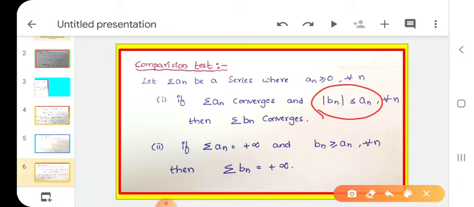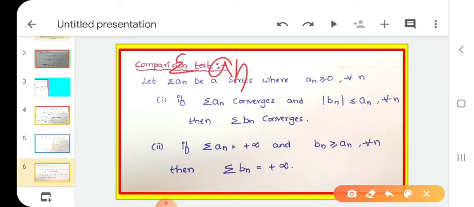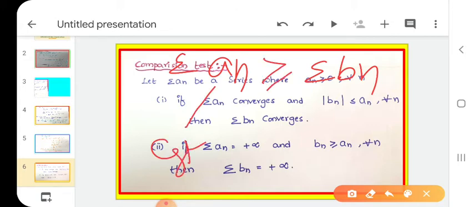an and bn are two series, but an is larger than bn, and we take an as a convergent series. If the larger series is convergent, automatically the smaller series is also convergent. That implies summation bn is convergent. So if an is convergent and greater than or equal to bn, then automatically bn is also convergent.